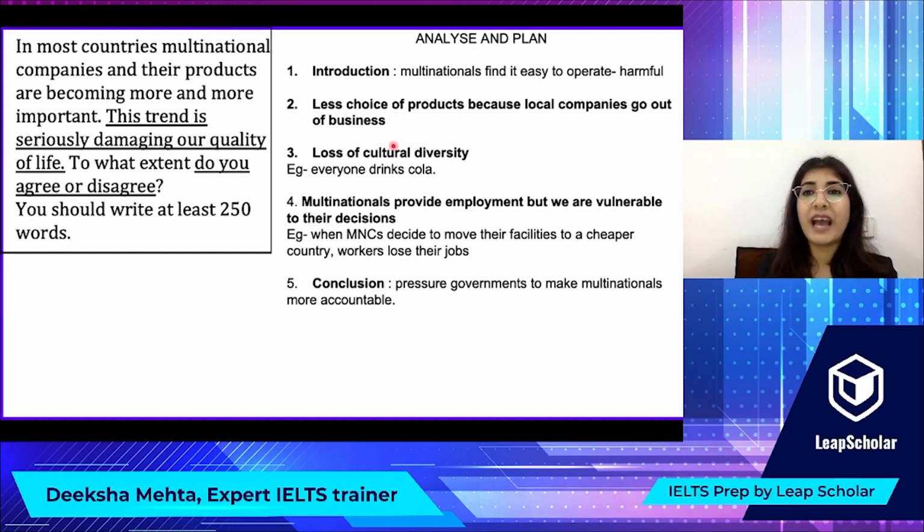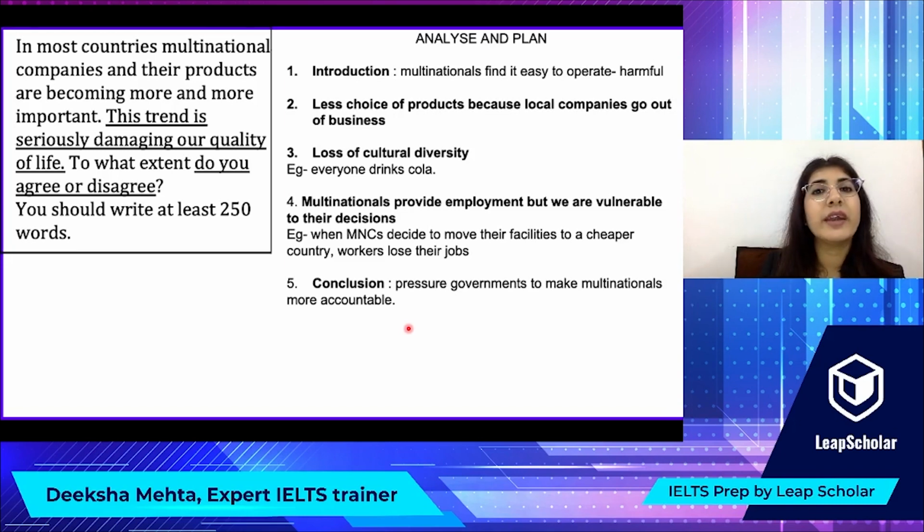So if you see, we have given 3 main points, 3 main adverse effects. And our last paragraph would be a conclusion where we can give suggestions. So you remember in the last slide, we spoke about suggestions that we can give them. So in suggestions, we can mention we can pressurize our governments to make multinationals more accountable so that our local shops do not go out of work.